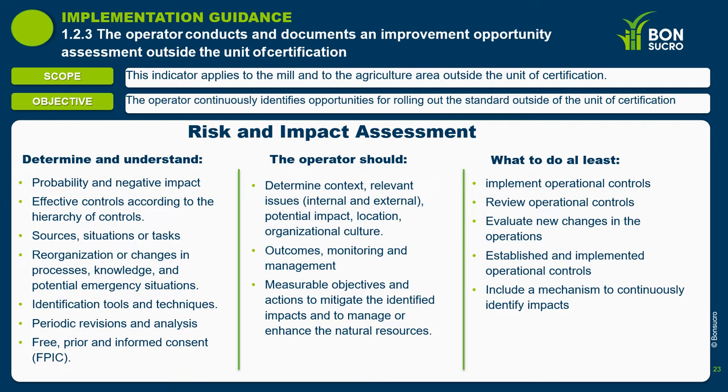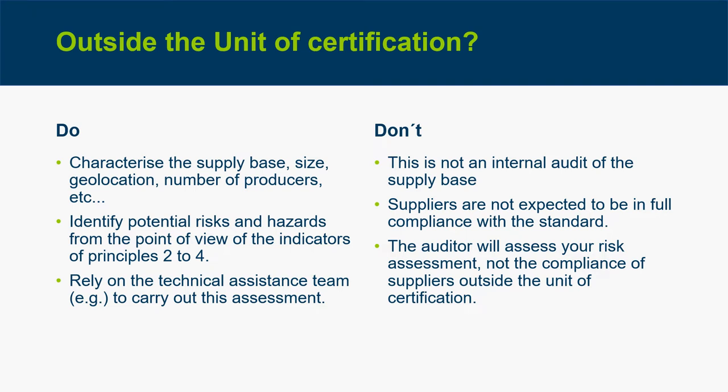To be clear, the auditor doesn't need to go into the supply base outside the unit of certification. The idea is for the auditor to understand the report that you conduct, how you conduct it, when, who conducts it, what the results are, and how to manage that information. So what to do: characterize the supply base size, geolocation, number of growers, etc. Identify potential risks from principles 2 to 4, and rely on the technical assistance team to carry out this assessment. It's the best way for the technical assistance team to do this.